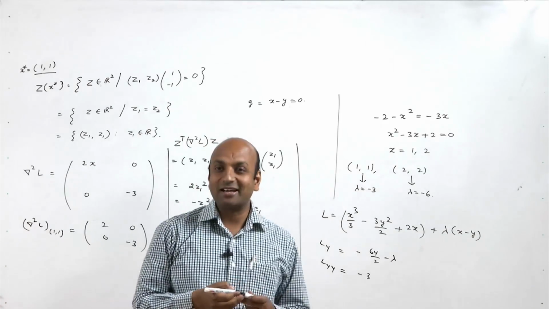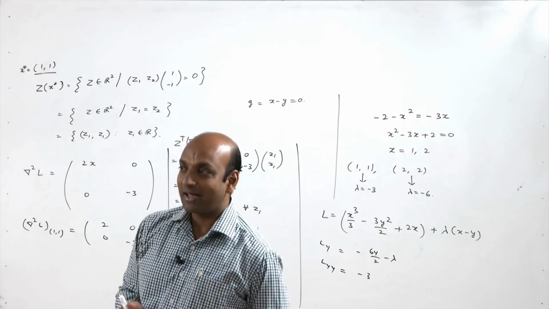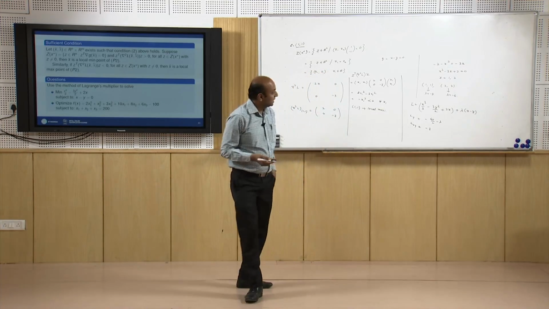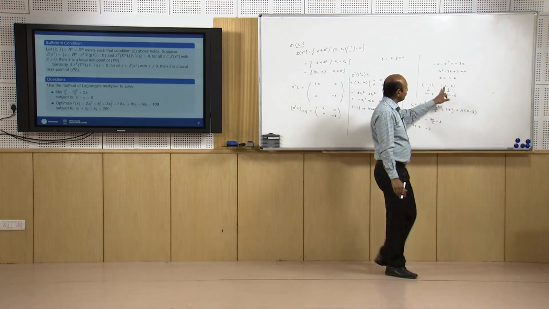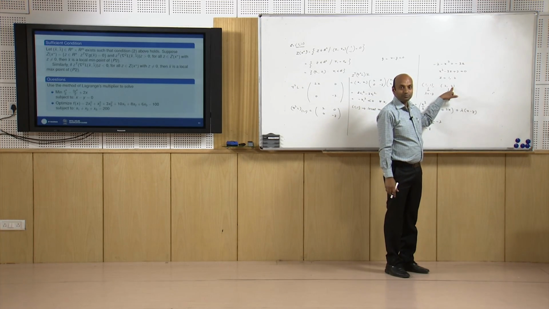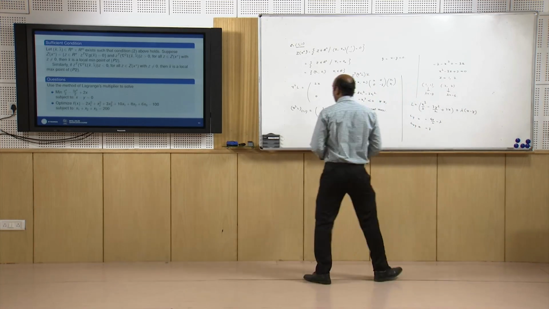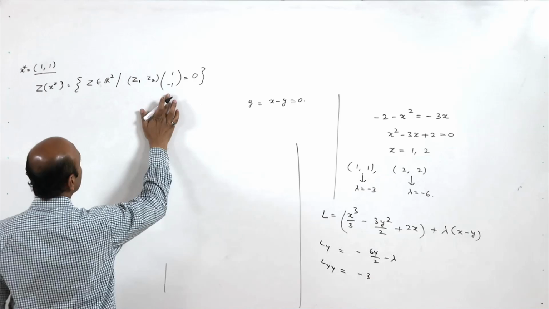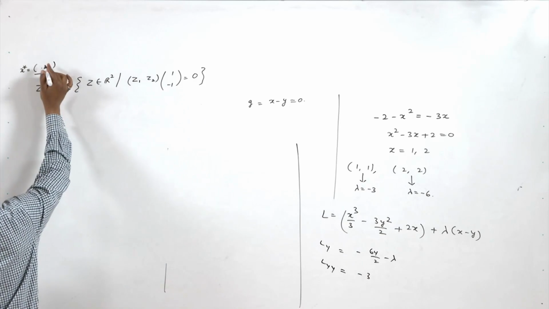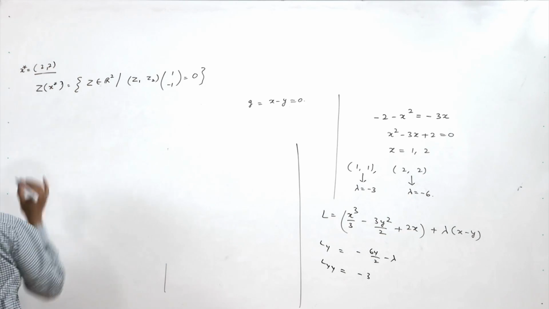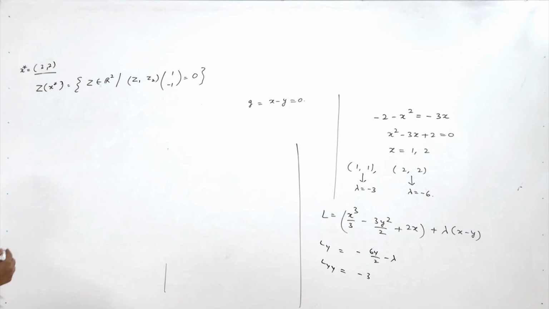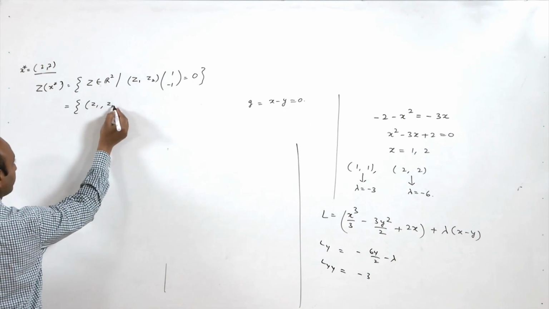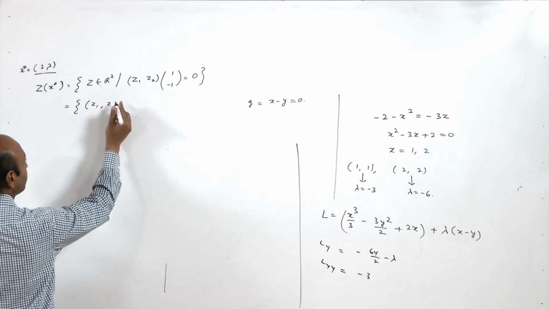So, that is how we can check, using the Lagrange function, whether a point is a point of local maxima or local minima. Similarly, we will check for 2 comma 2 also. When you take 2 comma 2, what will be capital Z? For 2 comma 2, capital Z will be nothing but the same, this will remain the same.